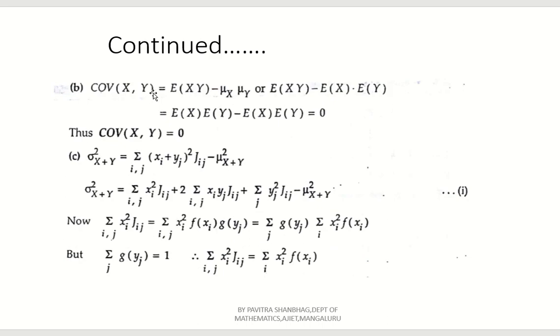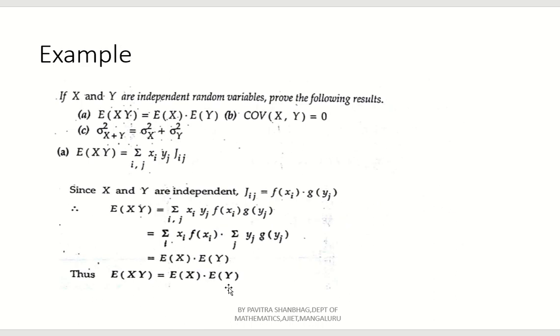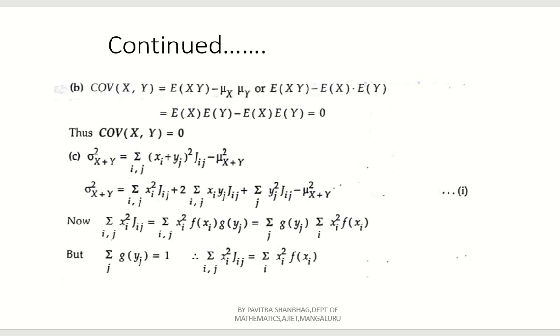Covariance of xy. What is the definition of covariance of xy? E of xy minus Ex into Ey, or mu x into mu y. But what is E of xy? In the previous case we have discussed, that is Ex into Ey only, right? Because of independent random variables, E of xy is nothing but Ex into Ey. So if you apply the same thing here, Ex into Ey minus Ex into Ey, which is equal to 0. So what is covariance of xy? That is 0.